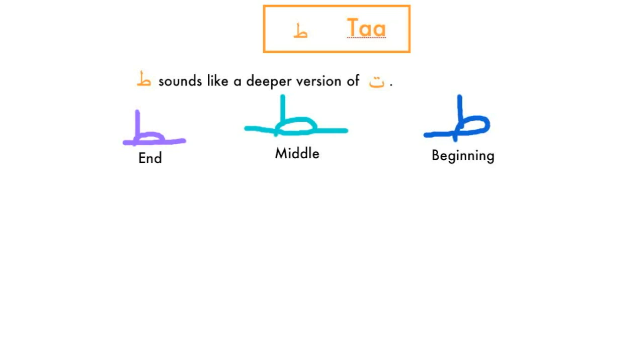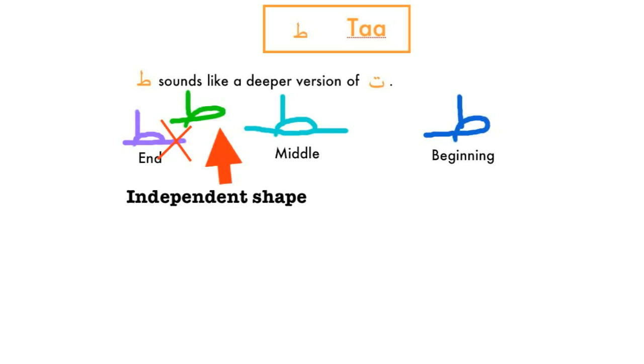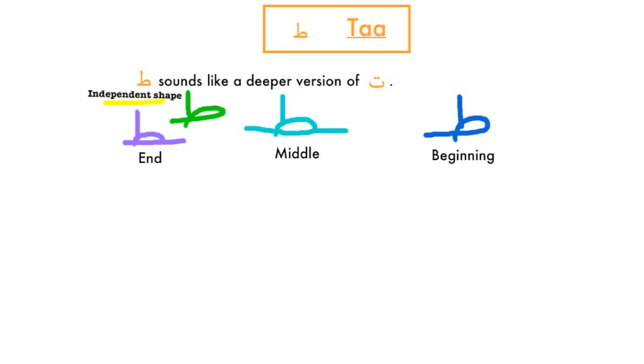It connects to the previous letter with this line. The independent shape is like the final shape, just without this line. The independent shape only comes at the end.